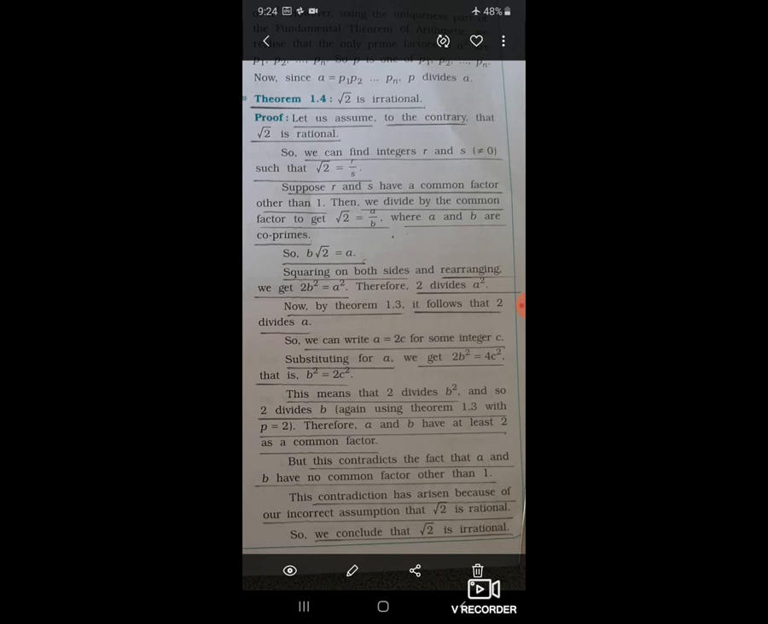But this contradicts the fact that a and b have no common factor other than 1. This contradiction has arisen because of our incorrect assumption that root 2 is rational. So, we conclude that root 2 is irrational.